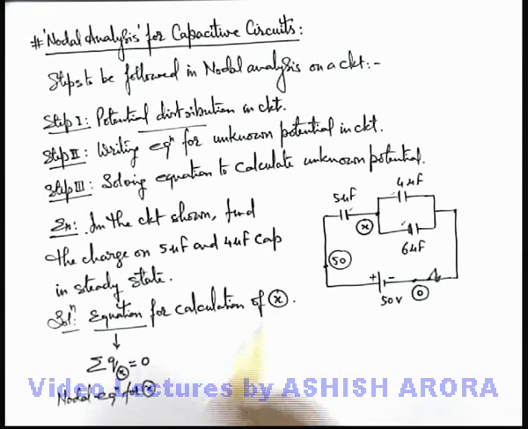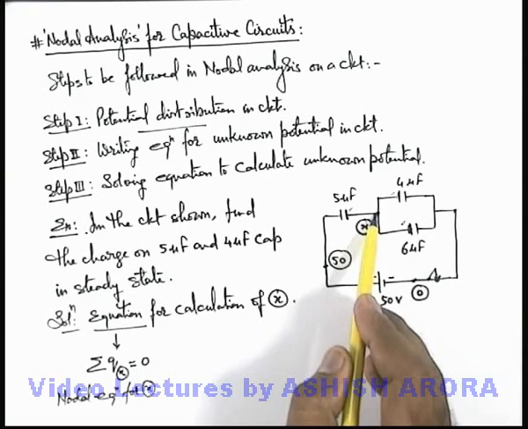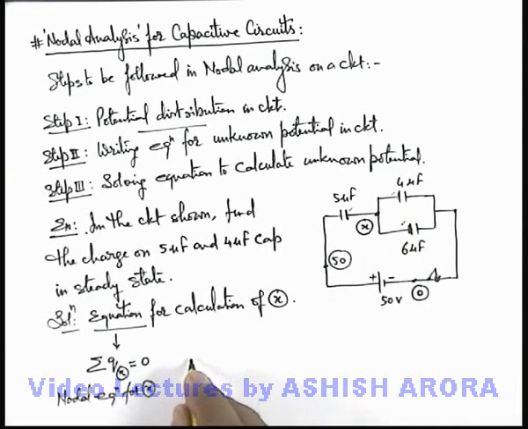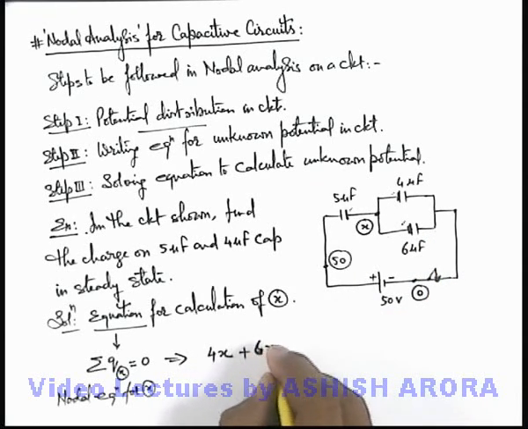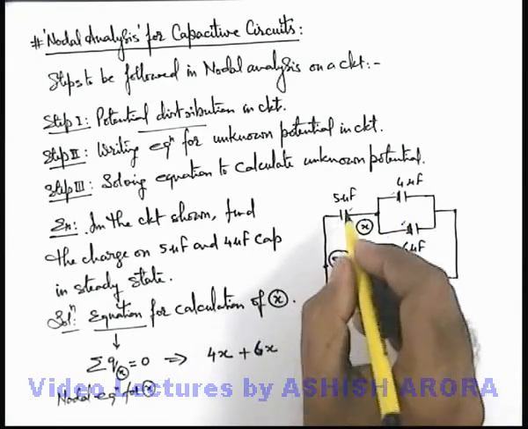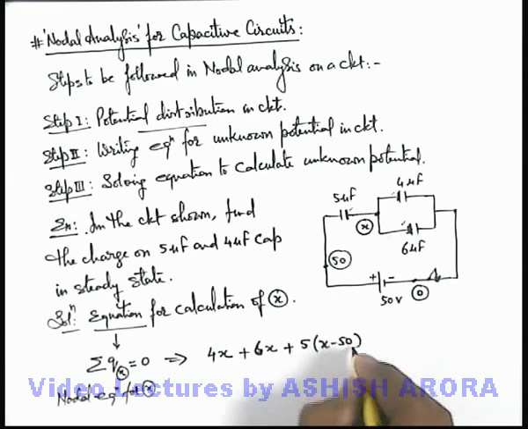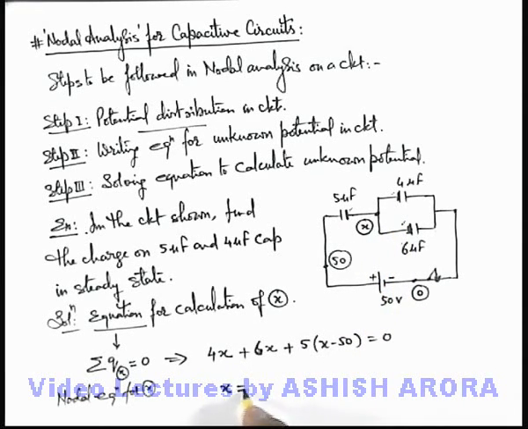If I talk about this plate, which is a plate of the 4 microfarad capacitor, on one side the potential is x and on the other side it is 0. We know that the charge on a capacitor is CV. So the charge on this plate can be written as 4 multiplied by the potential difference, which is 4x. For this plate, the capacitance is 6 and the potential difference is x minus 0, so the charge will be 6x. And for this plate, I will write the capacitance 5 multiplied by the potential difference x minus 50. And this should be 0, because the sum of the charges on these 3 plates should be 0. On simplifying this equation, I get x equal to 50 by 3 volt.